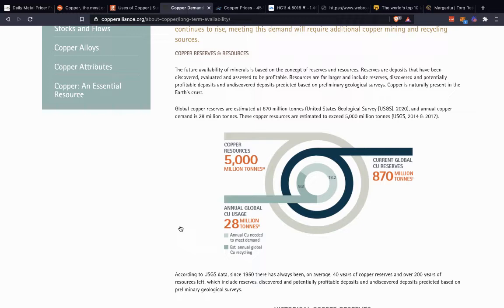So global copper reserves are estimated at 870 million tons by the United States Geological Survey, USGS, in 2020. The annual copper demand is 28 million tons. These copper resources are estimated to exceed 5,000 million tons. Wow. USGS 2014 and 2017.